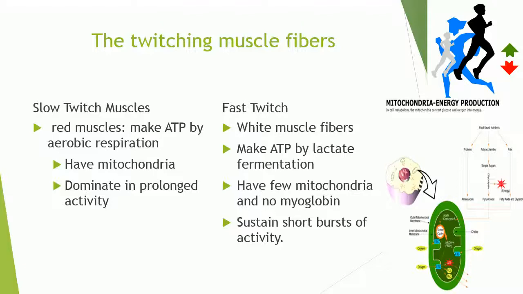Fast twitch is referred to as white muscle fibers. They make ATP by lactate fermentation. They have fewer mitochondria and no myoglobin. And they sustain short bursts of activity, like what would be used if you were a sprinter.